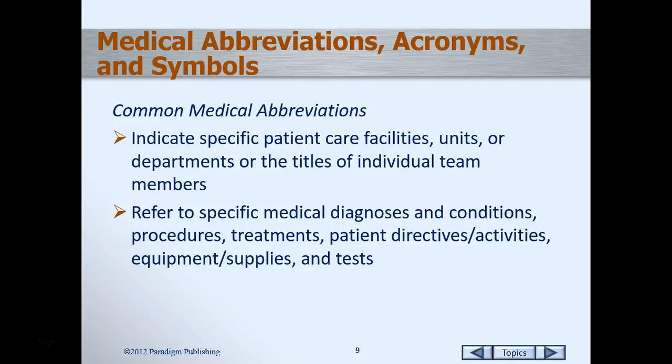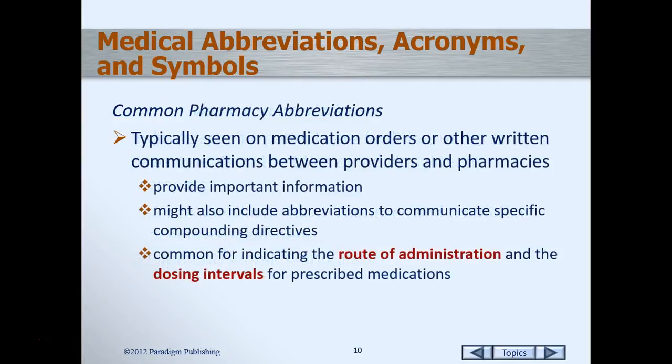Any tests, if we need a CBC, Chem 7, a Procrit, any kind of clotting tests, if they need to have blood sugar tests, finger sticks. So there's a number of different types of information that are going to be found on a hospital order that aren't necessarily on an order for a community pharmacy medication.